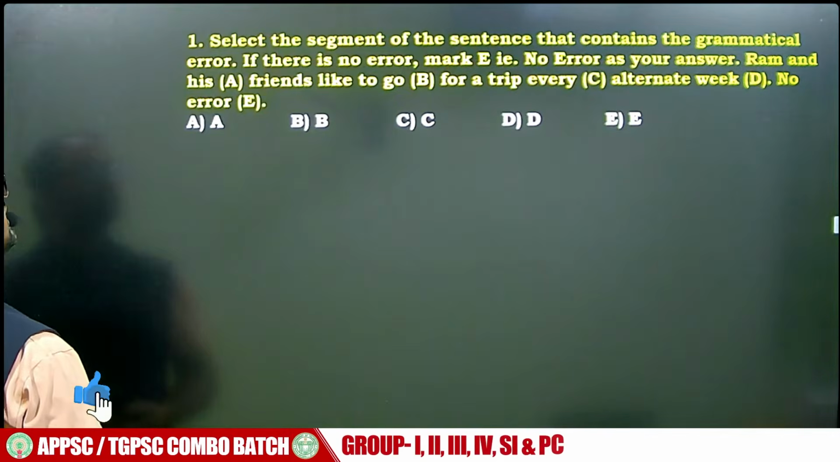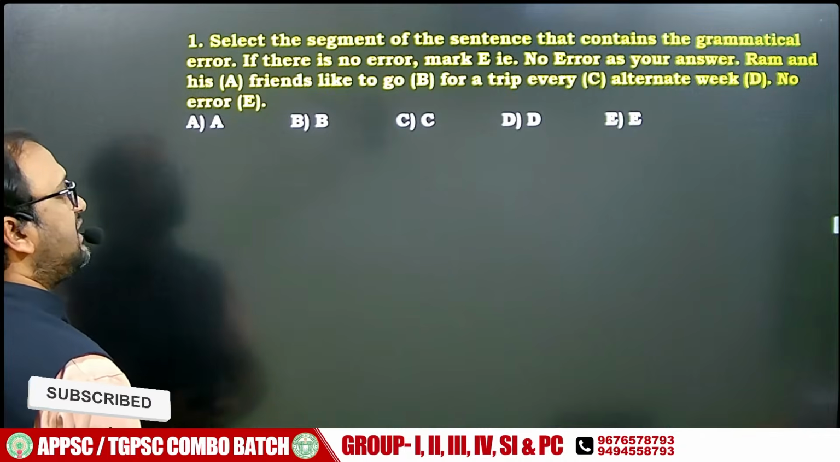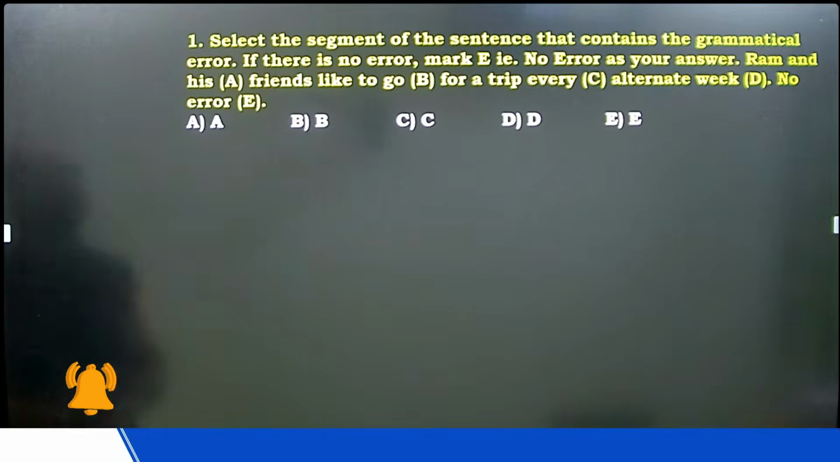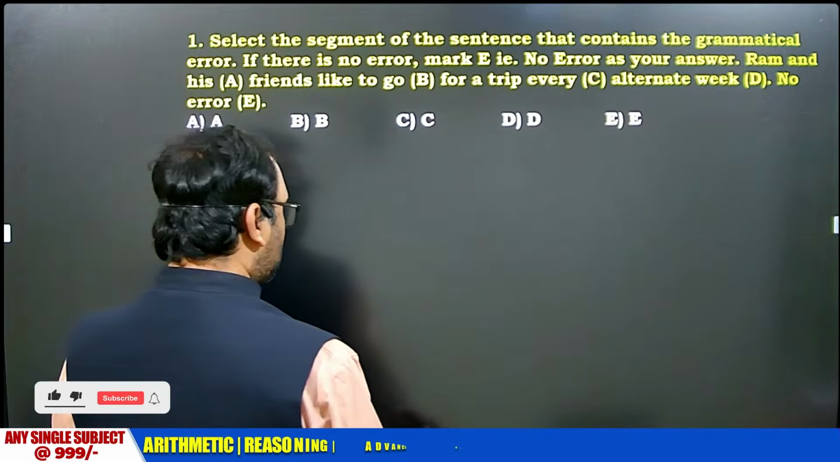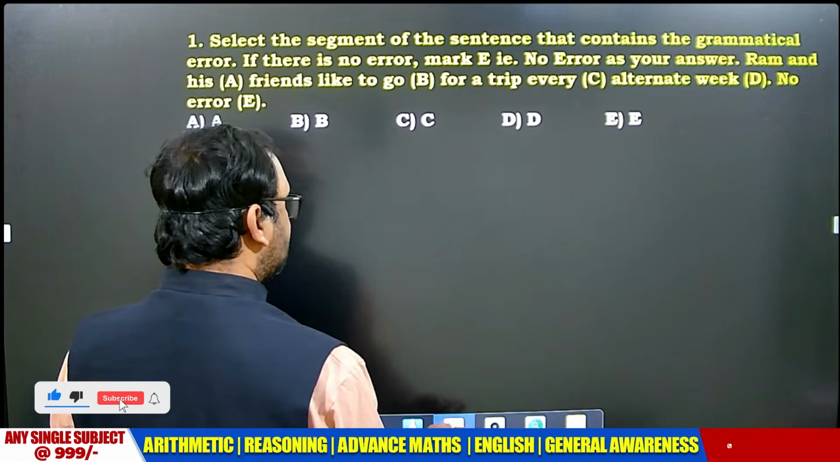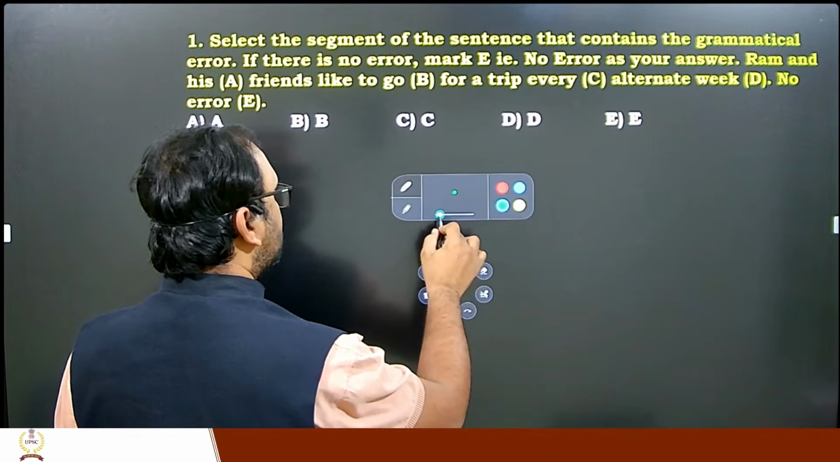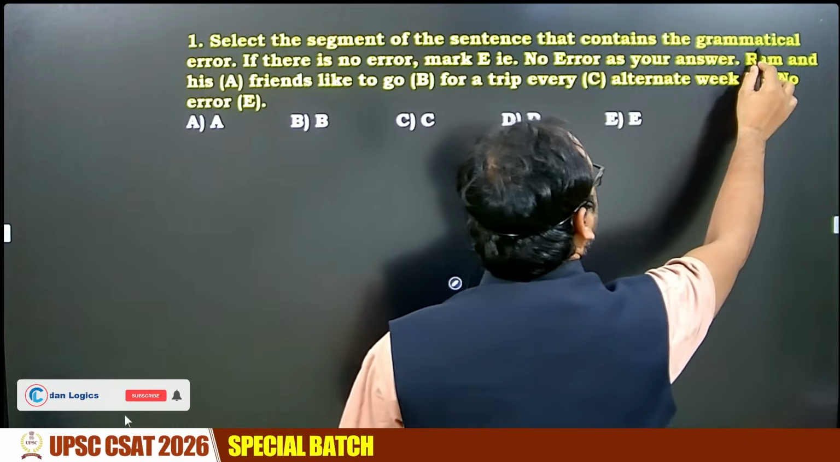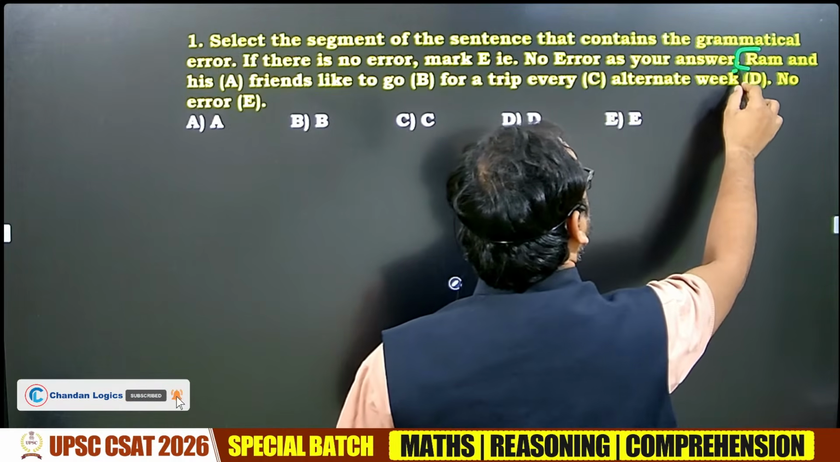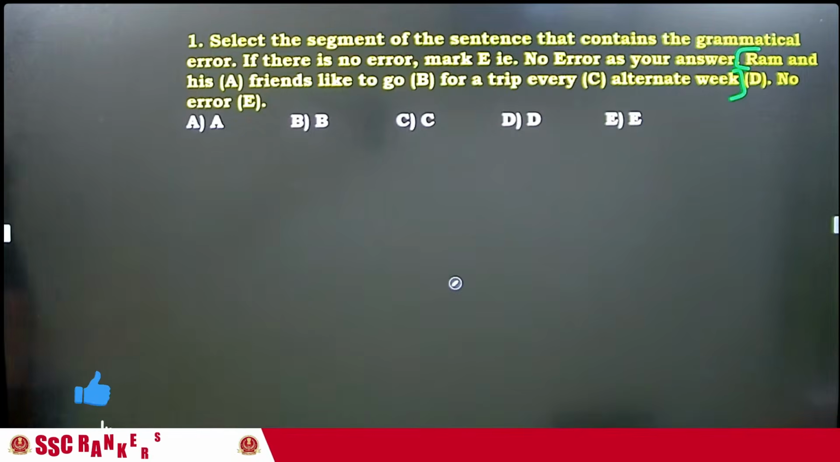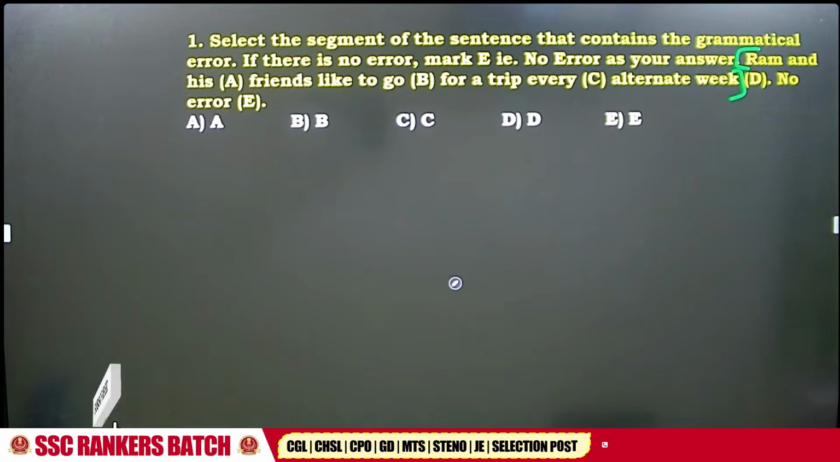Let's get started. Select the segment of the sentence that contains an error. Spotting error, guys, a very easy sentence. It looks very easy. I'm not sure whether it is easy or not, but the appearance seems quite easy because the size of the sentence is too small. The sentence is: Ram and his friends like to go for a trip every alternate week. Nice question. So answer please.